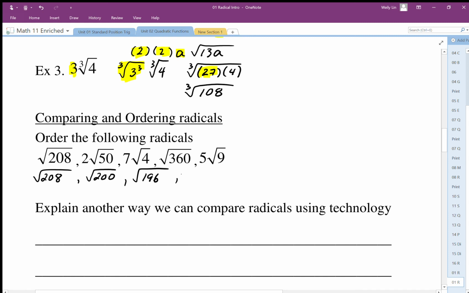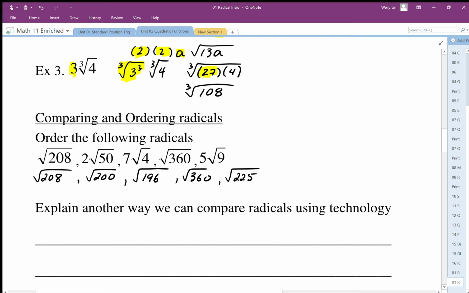The 3 is square root 360, stays the same. This is going to be the same as 5 squared times 9. So 5 squared is 25, times 9 is 225.